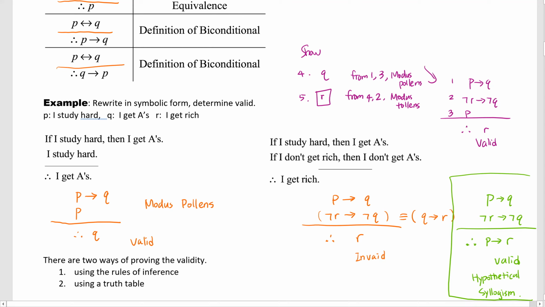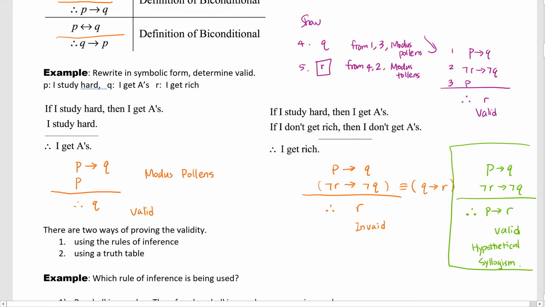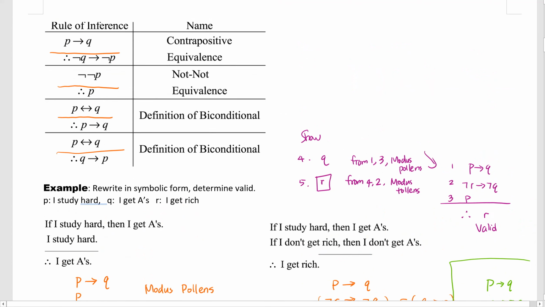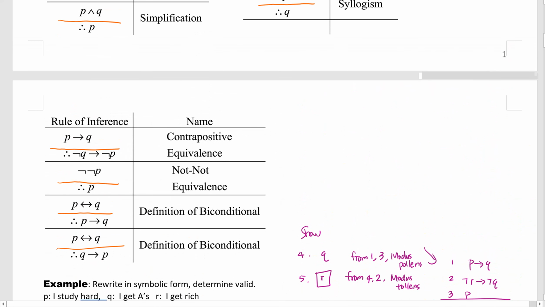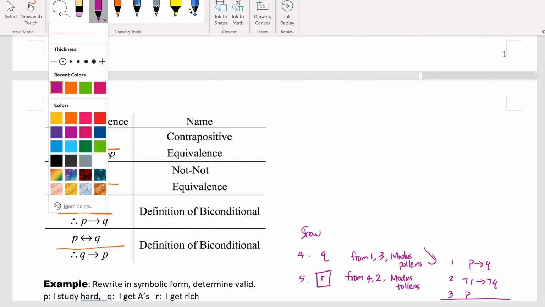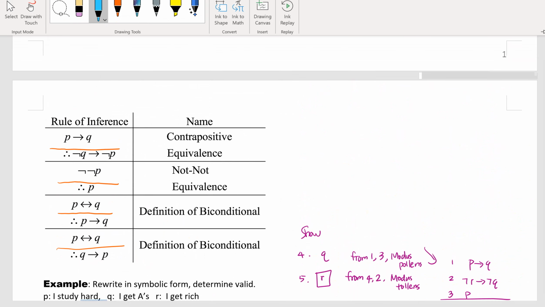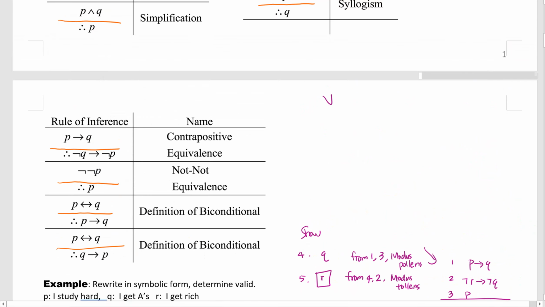So far, so good, everybody? All right, let's continue. I also want to give you one more example that is not valid. Let me put it here. This is a not valid example.